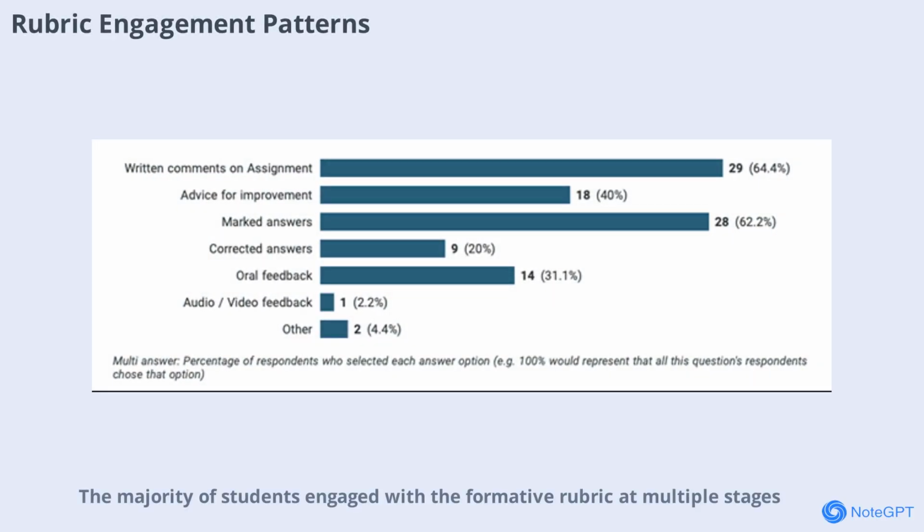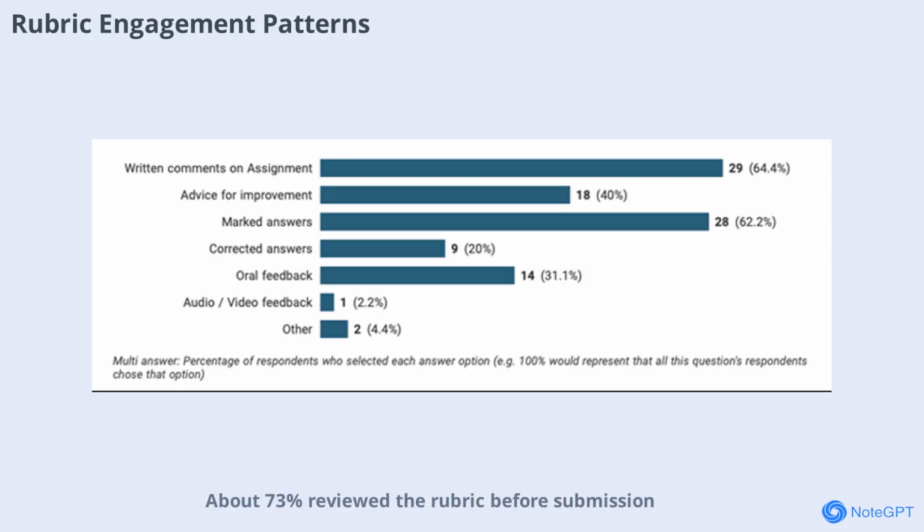The majority of students engaged with the formative rubric at multiple stages, before starting, during, and after completing their assignments. About 73% reviewed the rubric before submission, and only a small minority did not consult it at all. This pattern suggests that students found the rubric a useful reference point throughout their writing process, even without explicit instructions on how to use it. The feedback from students highlighted the rubric's role in helping them understand what was expected and how to improve.